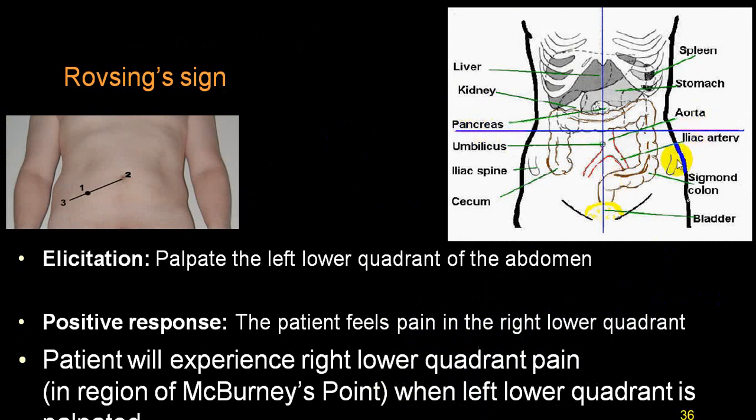We have already mentioned that when you are doing a deep palpation in the left iliac fossa and suddenly release it, the person will complain of pain in the right iliac fossa. We call this rebound tenderness or Rovsing's sign. So it is a positive response: the patient feels the pain in the right lower quadrant when you release the pressure in the left lower quadrant. This is described as Rovsing's sign or rebound tenderness.